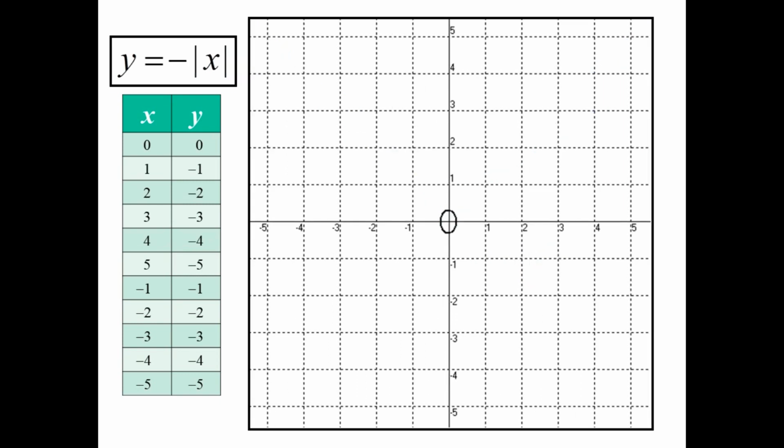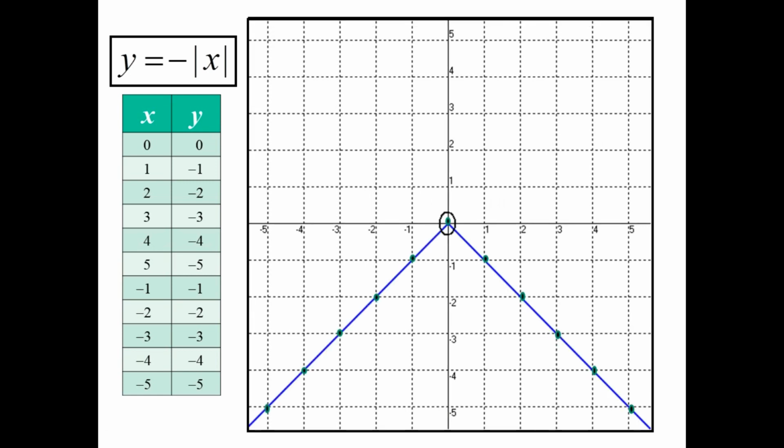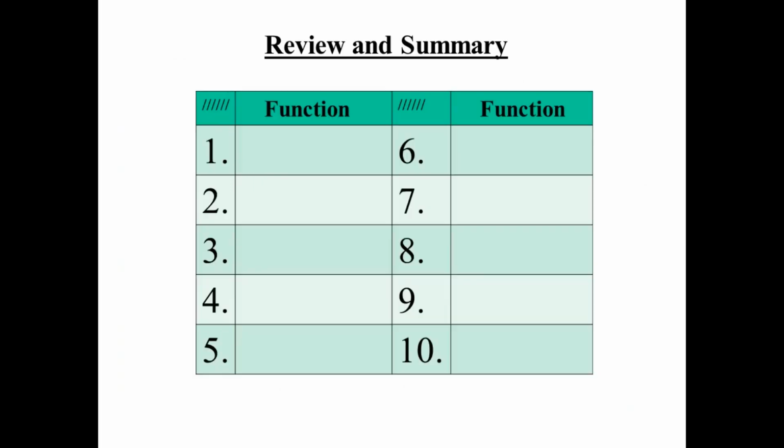And the negative version, all those positive y values are now negative, because y equals negative the absolute value. So we get these points instead. Join them together, label your graph, and that's y equals the negative absolute value of x.